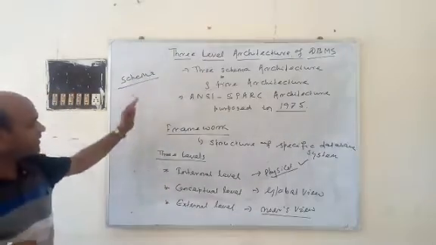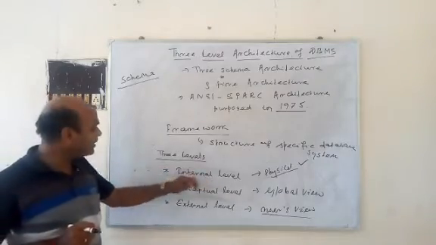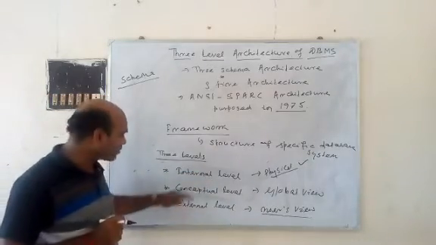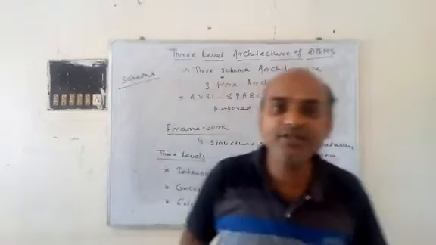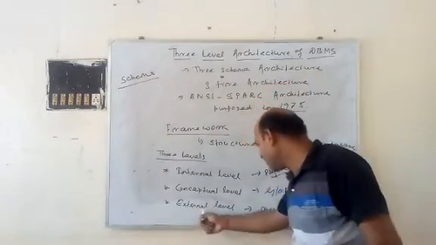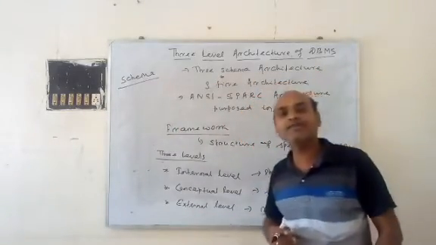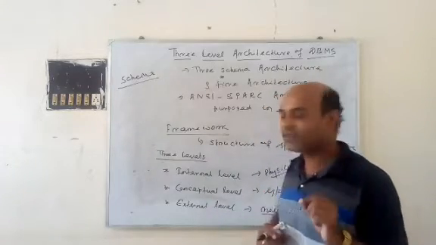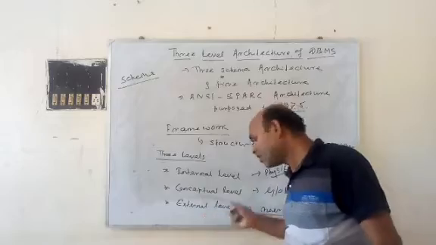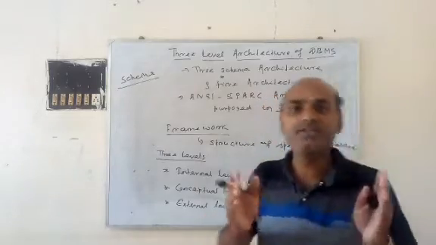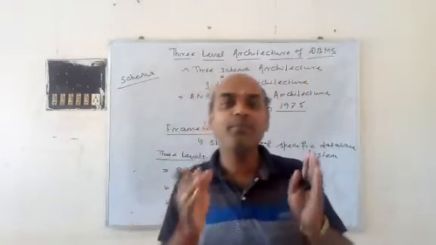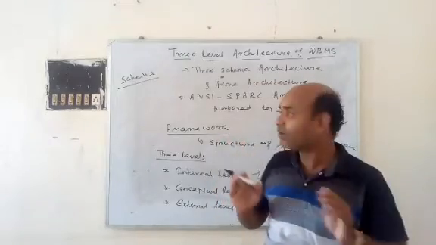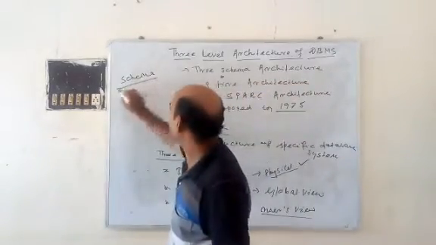The schema that describes the internal level is your internal schema, and the conceptual level is described by its conceptual schema. Similarly, the external level is described by its external schema. So each level is being described by its corresponding schema. Now, the question is: what is schema?